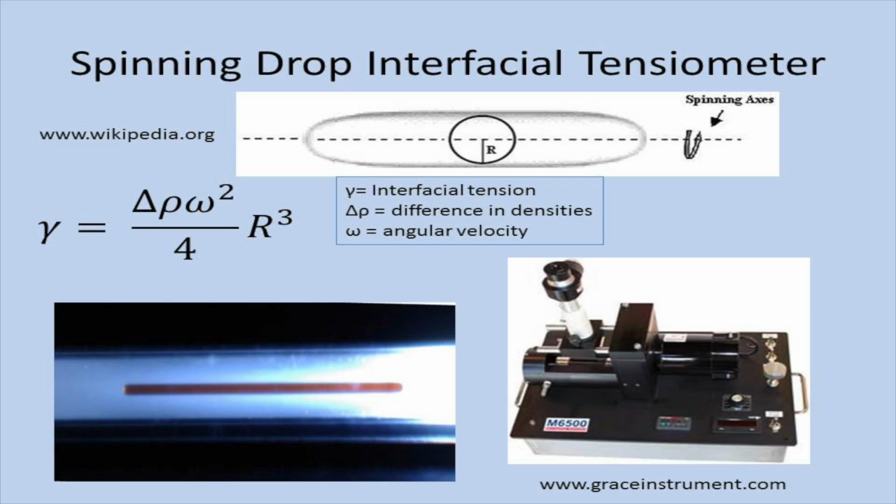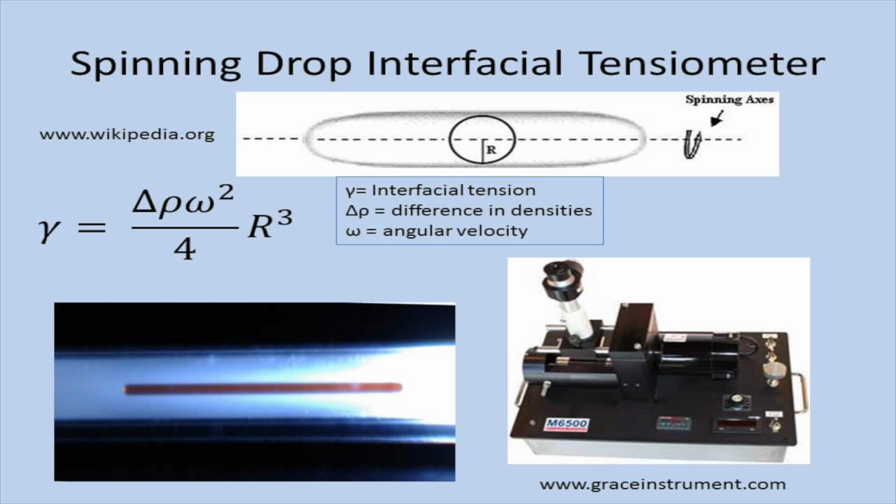You can see that what we do is we put a little oil droplet in water inside a capillary, and we spin it. This is the angular velocity at which you spin it, and you can see that as you spin it, this drop elongates. Okay, it elongates all the way, and so the cylinder, which is the drop, has a radius, and the smaller the radius, the smaller the interfacial tension. So that's just a way you measure it.